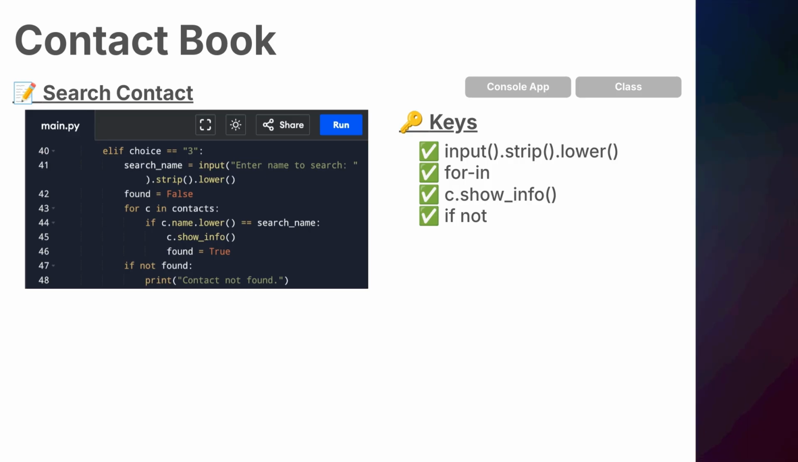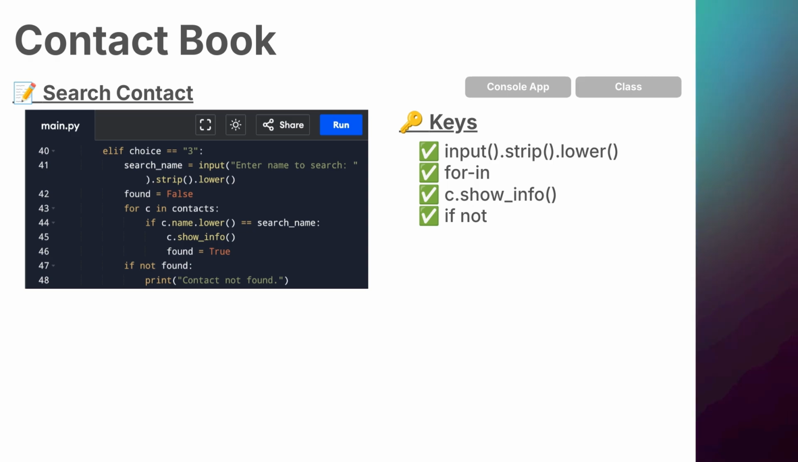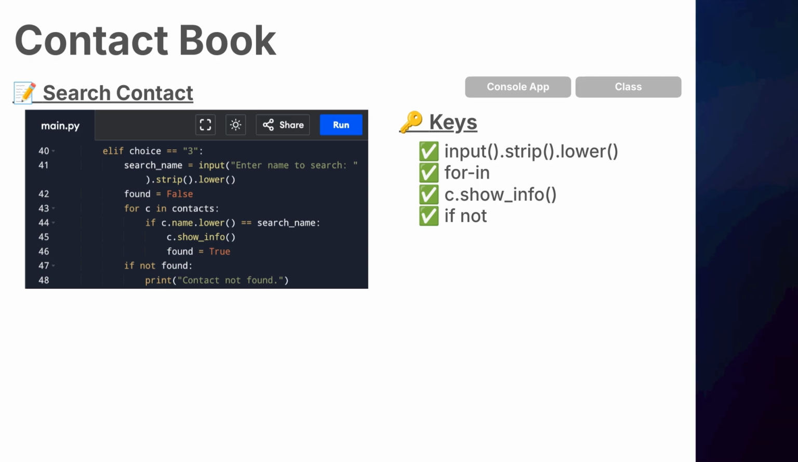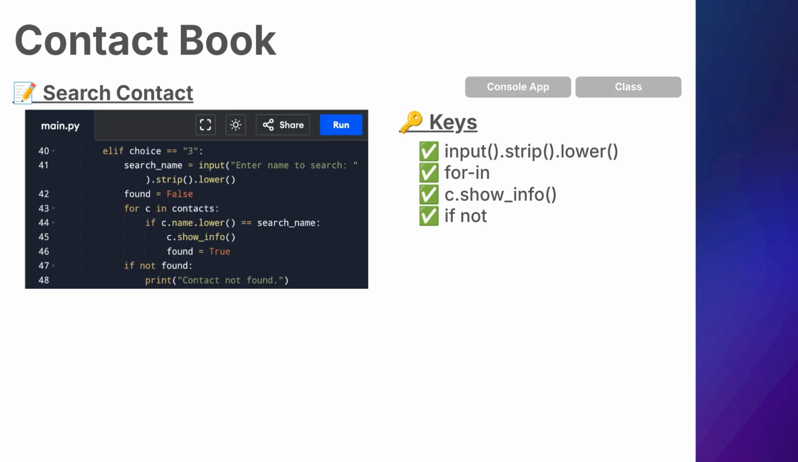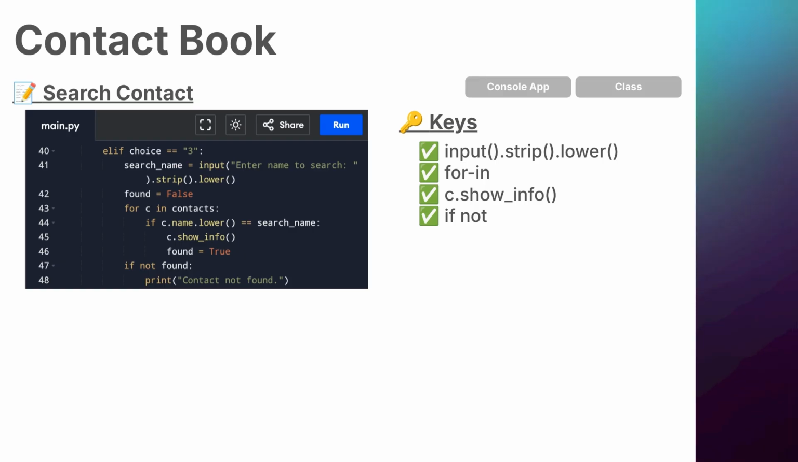Okay, let's take a look at this next part one by one. This section runs when the user chooses option 3 from the menu. Its job is to let the user search for a contact by name and display the matching information. We start by asking the user to type in the name they're looking for.